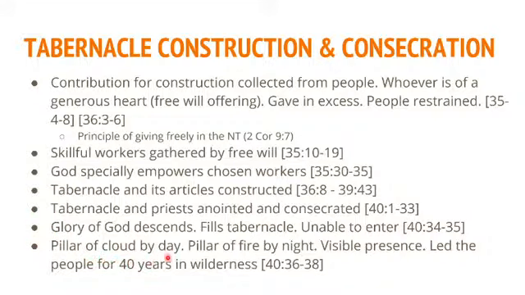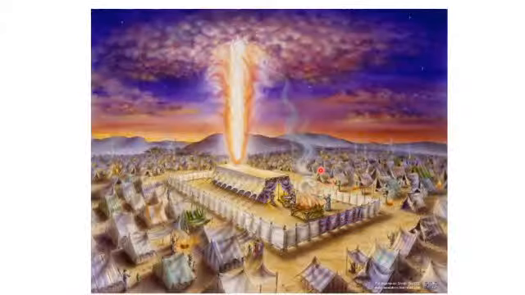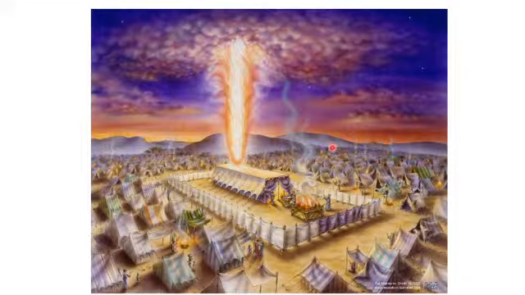And that's where we have the pillar of cloud by day and the pillar of fire by night, a visible presence of God that they could have seen in that tabernacle. And that pillar of cloud and pillar of fire led the people for 40 years in the wilderness. So just by way of a little visual example, this obviously is not a perfect image, but it helps us understand what it would have looked like.